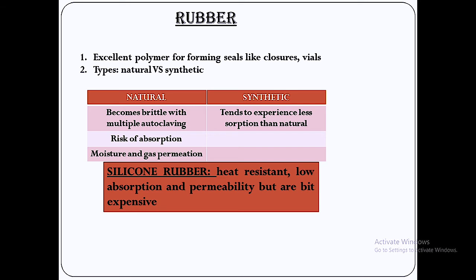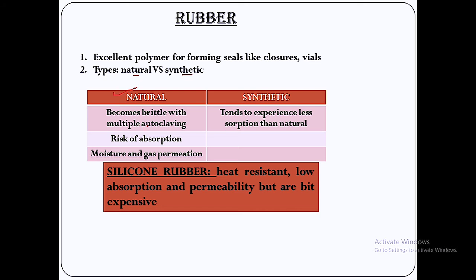Then the fourth one. The first one was glass, the second was plastic, the third was metals, and the fourth one is rubber. In rubber, we know that they are excellent polymers for forming seals like closures, vials, and sometimes ampules. So rubber is a great alternative. Also, there are two types.